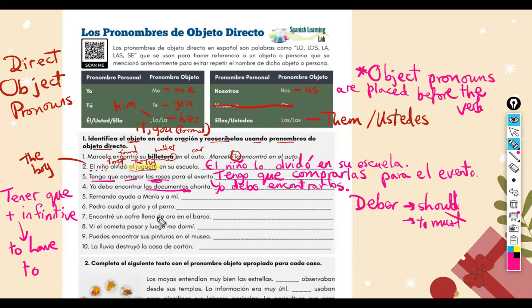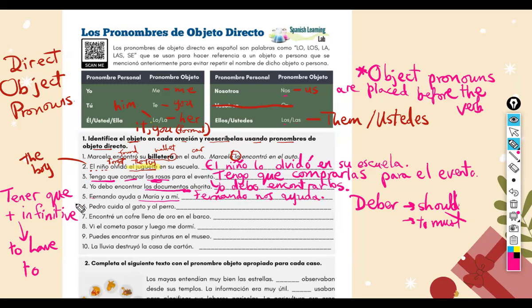Fernando ayuda a María y a mí. So this is the object, a María y a mí. So who did he help? He helped Maria and I, right? Maria and me, rather. Right? So, okay, so Maria and me will be us, right? So we go up to nos, and we would have Fernando nos ayuda.